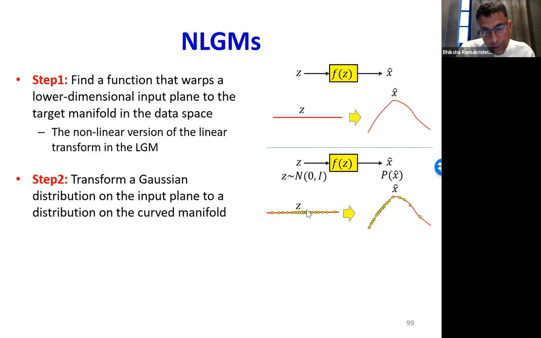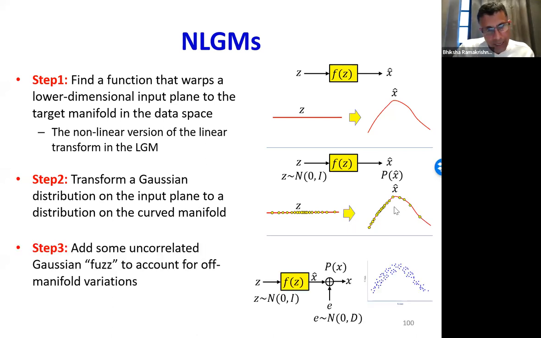And now when I have a Gaussian distribution on the input plane, this is going to become a Gaussian distribution, but now on this curved surface. And then if I want to actually model the overall distribution of the data, I'm going to add some uncorrelated noise to the data points on this curved surface to get the overall distribution of the data. So is this making sense to you guys? Yes or no?